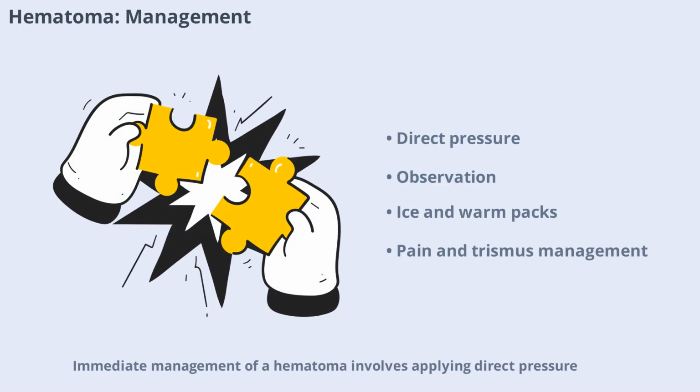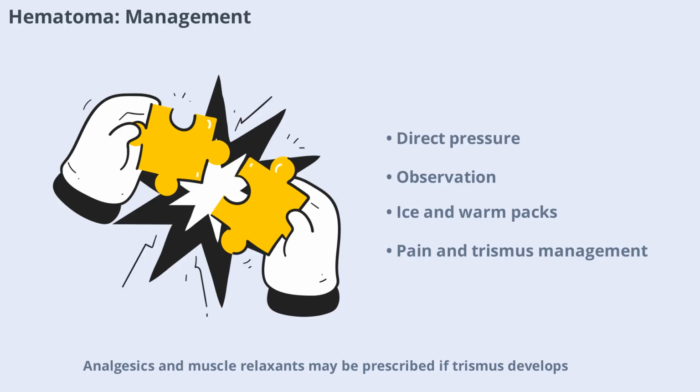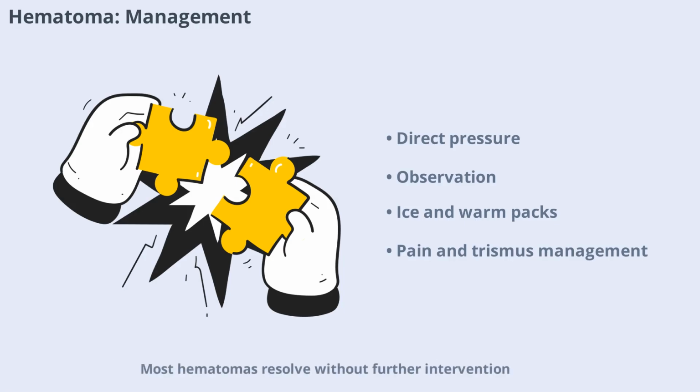Immediate management of a hematoma involves applying direct pressure to the area for 2 to 3 minutes if accessible. The patient should be observed for at least 12 hours. For delayed management, reassure the patient. Apply external ice packs initially, followed by warm packs later. Analgesics and muscle relaxants may be prescribed if trismus develops. Most hematomas resolve without further intervention, but careful monitoring is essential.